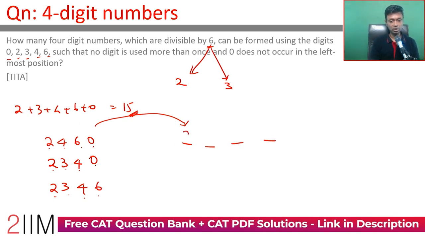For the first digit, there are 3 possibilities. It cannot obviously be 3. That's ruled out. The first digit cannot be 0, so that cannot be one of the possibilities. So 3 possibilities. Second digit, 3 possibilities. Third digit, 2 possibilities. And 1 possibility for the last digit. 3 into 3, 9. 9 into 2, 18. 18 possible numbers.